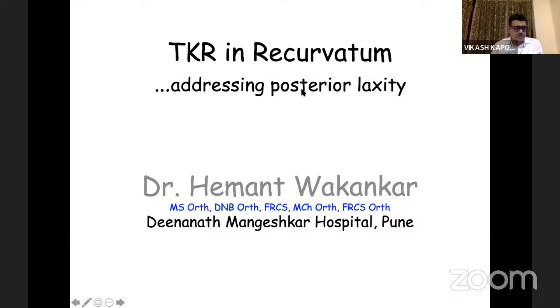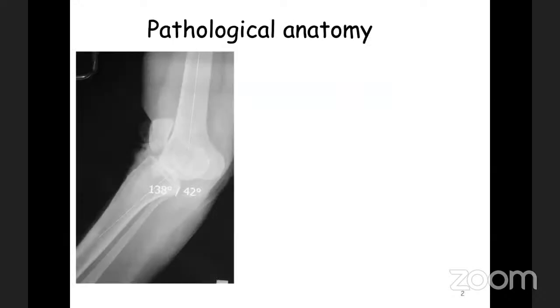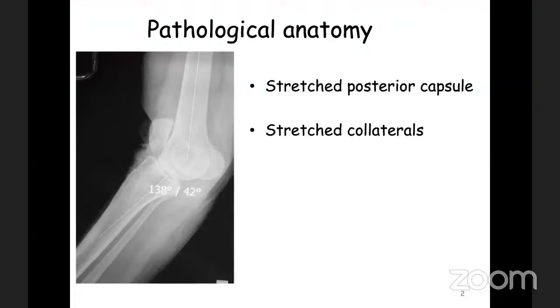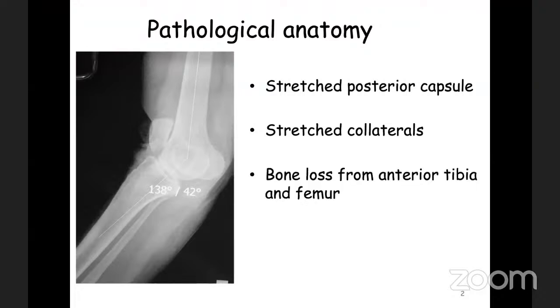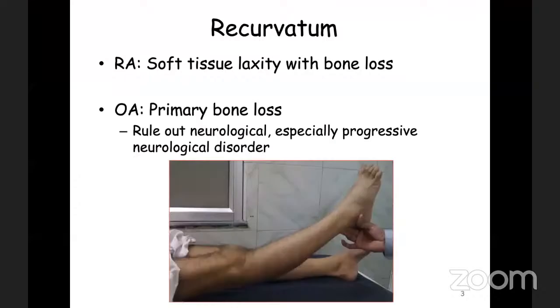Thank you. My brief is to talk on TKR in recurvatum, and it's basically about addressing the posterior laxity. Now, let's consider the pathological anatomy in recurvatum. The posterior capsule is completely stretched out, as you can see, and the collaterals are stretched out as well. Along with that, you will have varying amounts of bone loss from the anterior tibia and the anterior femur as well. So let's consider recurvatum in rheumatoid arthritis. It's usually soft tissue laxity along with bone loss, so it's a combination of both. But in primary osteoarthritis, when you have recurvatum, it's primarily bone loss and the soft tissues usually are not so stretched out.